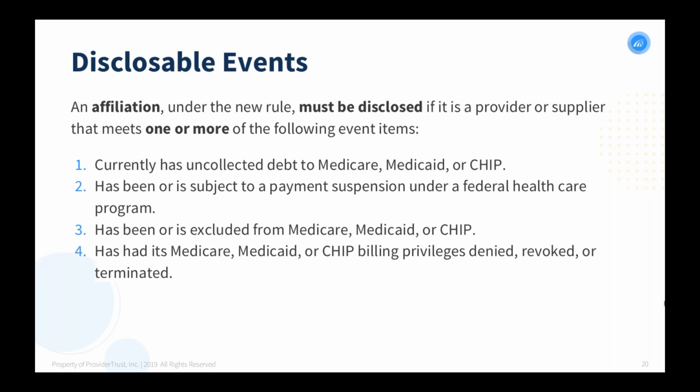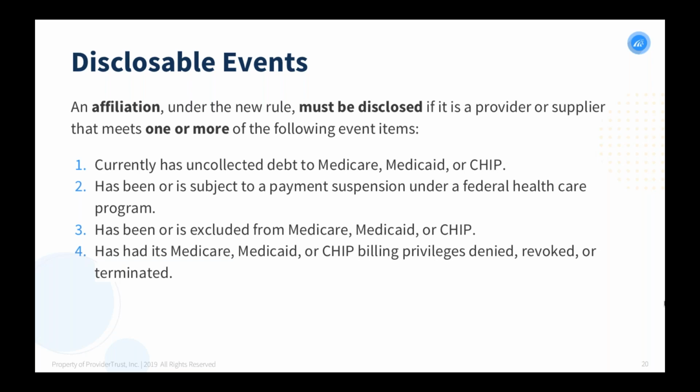Now, what's interesting, and we'll go through these, is that for some of these there is no public record source for you to search. So I'm not sure exactly how you're going to do this, or how any third party could help you, because there's no database of information available. Number one: either you're going to have to know, ask, or figure out whether that affiliated individual or provider or supplier currently has uncollected debt to Medicare, Medicaid, or CHIP. I'm not sure where that information would be housed or how you would know that, but it is whether, at the moment of doing business with them, they are currently in that situation.